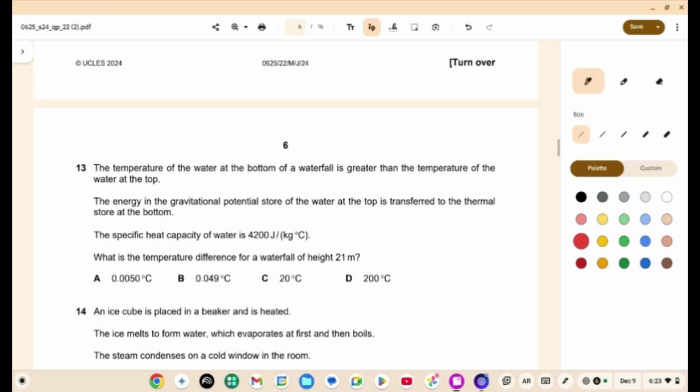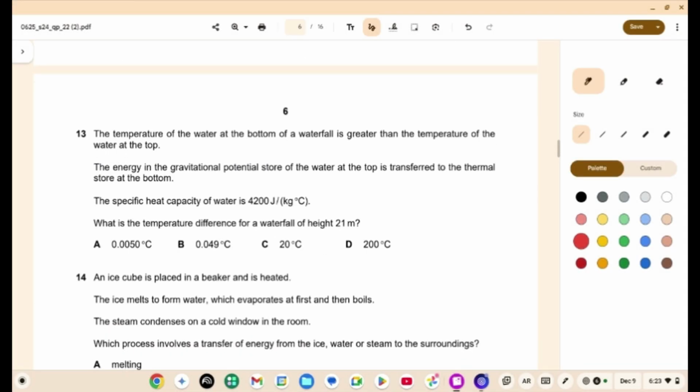Question number 13. The temperature of water at the bottom of a waterfall is greater than the temperature of the water at the top. The energy in the gravitational potential store of water at the top is transferred to the thermal store at the bottom. The specific heat capacity of water is 4,200 joule per kilogram Celsius. What is the temperature difference for a waterfall of height 21 meter?